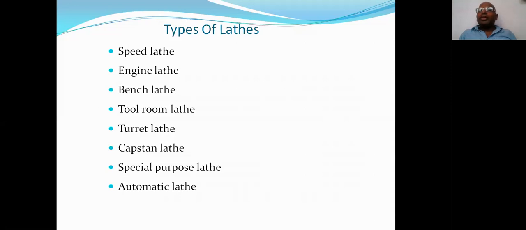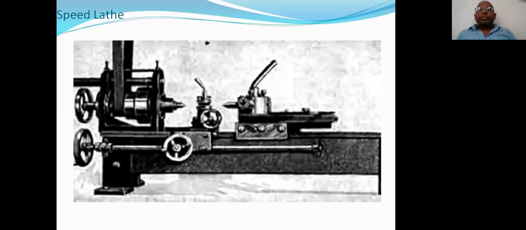Now we are supposed to discuss what is the important function or the specific purpose of all these machines. The very first one is the speed lathe. If you observe, the speed lathe has a very simple mechanism, simple construction. Earlier we observed the construction of an engine lathe. The size of the engine lathe is very bulky and it has more attachments. Whereas if you observe the speed lathe, the attachments provided to this machine are very few.